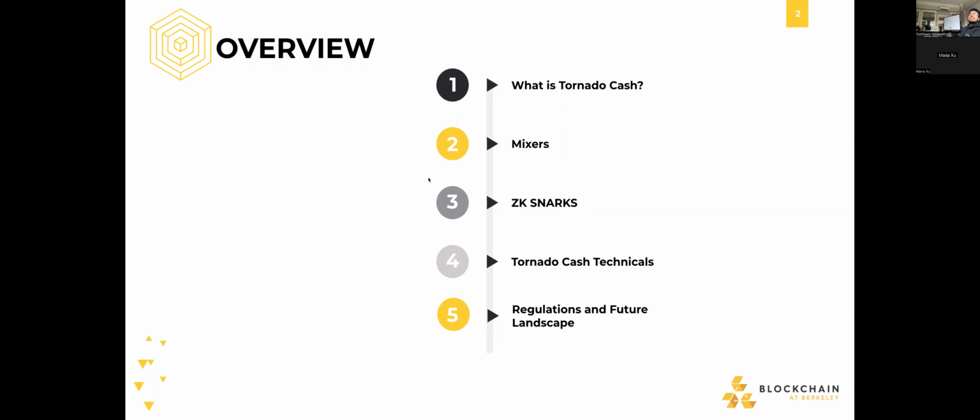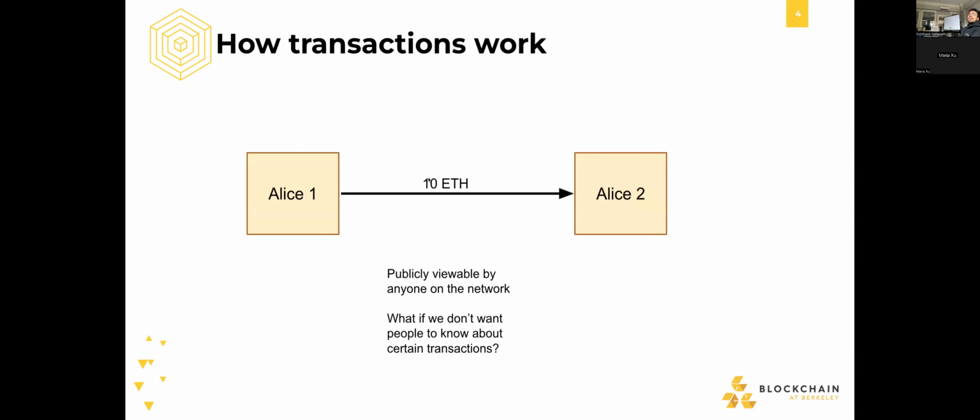All right. What is Tornado Cash? So typically how transactions work on Ethereum or most account-based cryptocurrencies is that if you have two accounts, let's say you have a person called Alice, and Alice wants to transfer 10 ETH from her first account to a second account, then this transaction is publicly viewable by anyone on the network, right? So you can just pull up Etherscan and look at the transaction. Or you can look up Alice's wallet. So you can look up Alice 1 and Alice 2, and you can see that Alice 1 has sent 10 ETH to Alice 2.